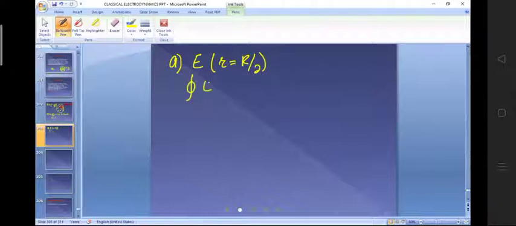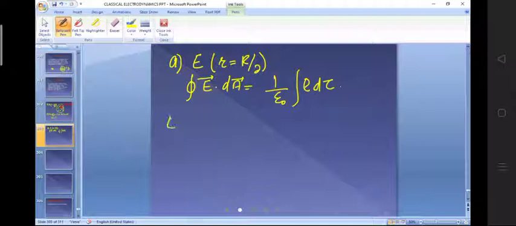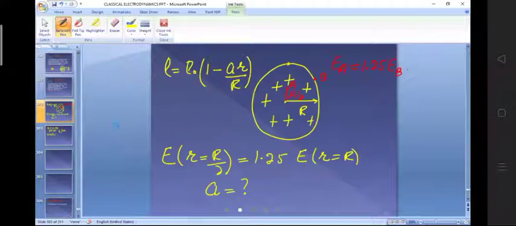Integration of E dot dA will be equal to Q enclosed by epsilon naught. So I can write like this: 1 by epsilon naught. Q enclosed के बदले लिख सकते हैं बेटा rho d tau. Fine. Now this equation will be simply equal to E multiplied by 4 pi r square. They always reduce to this. That's why the Gauss law is so easy to use. So then this rho is given like this. It is equal to this.